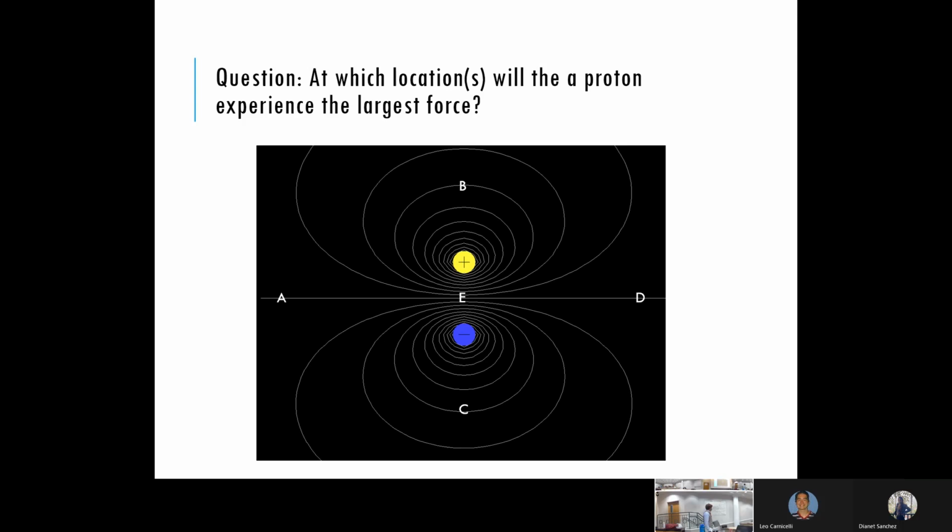Where's the largest force? E. Why? Because of the short distance between the charges. Okay. Shortest distance between the charges. So you kind of went from the charge perspective. How about from the equipotential line perspective? Let's say I didn't put the charges in at all. How would you get it from the equipotentials?